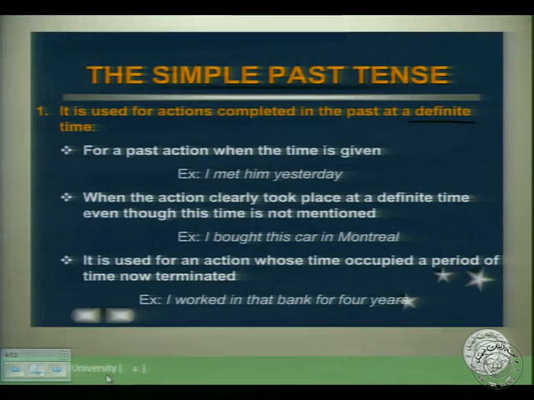This is very important, that the past at a definite time. You know the time of that action. For a past action when the time is given: I met him yesterday. So yesterday is a definite time, a known time. When the action clearly took place at a definite time, even though this time is not mentioned.